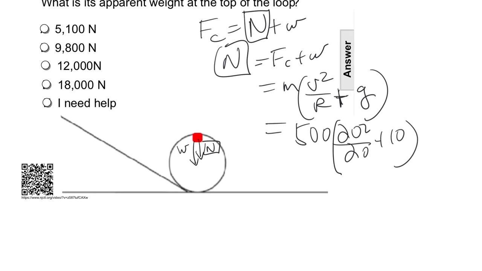So we're going to clean this up. 20 plus 10 is 30. So we're going to get 30 times 500, which is 1,500. What? 30 times 5 is 1,500. Is 15,000, sorry.